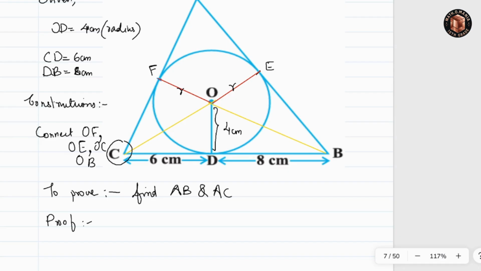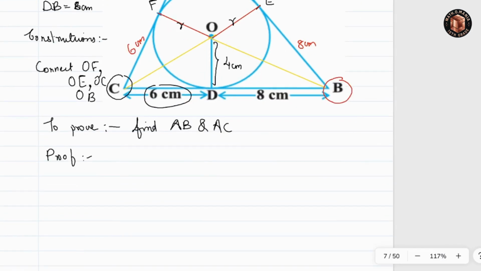Using the theorem, we can write that tangents from an external point are equal in length. That means if CD is 6 centimeter, CF is also equal to 6 centimeter. Similarly, if BD is 8 centimeter, then BE is also equal to 8 centimeter. Why? If I am considering B as an external point, then as per the theorem, BD is equal to BE. These all things let me write in our proof.